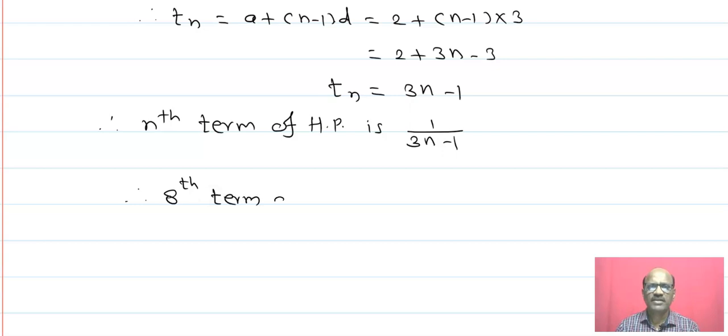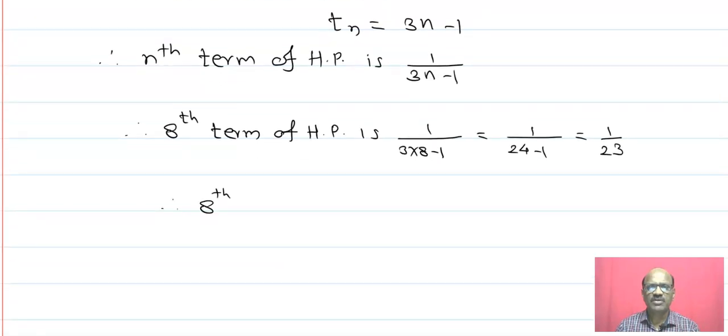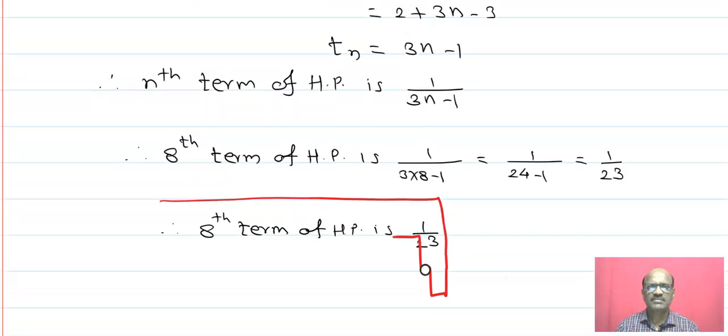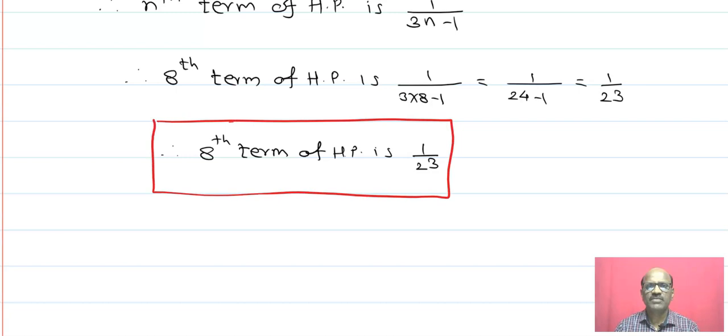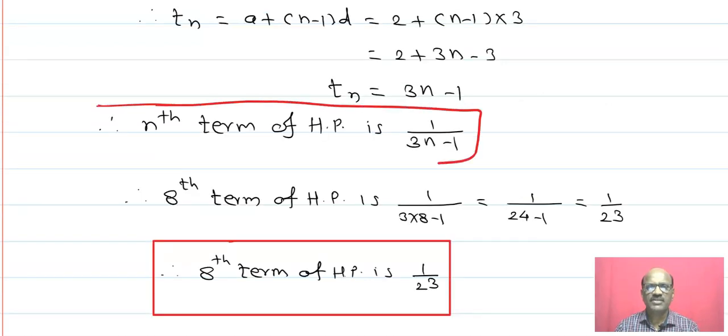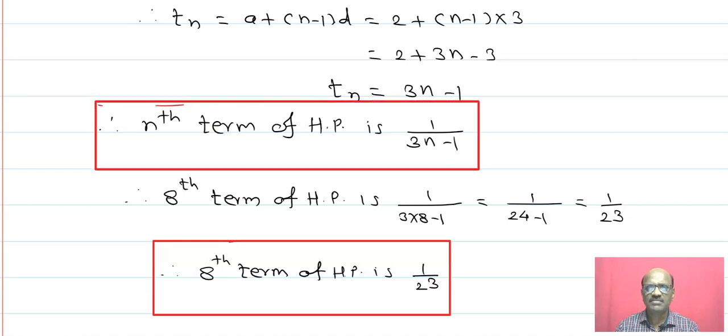Now we want to find out the eighth term. Replace n by 8, that is 1 upon 3 into 8 minus 1, that is 1 upon 24 minus 1, which is 1 upon 23. Therefore, the eighth term of HP is 1 upon 23. The nth term is 1 upon 3n minus 1.